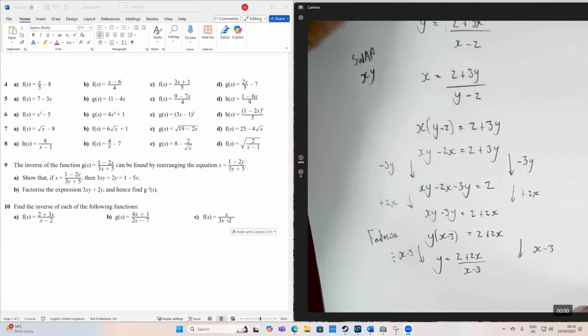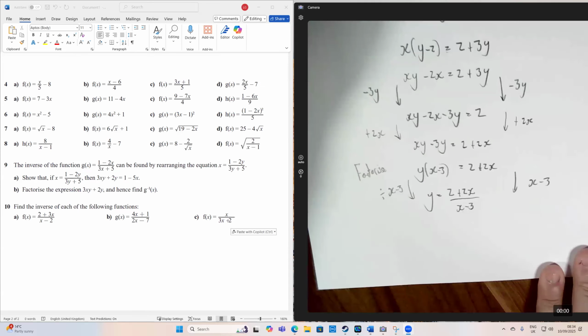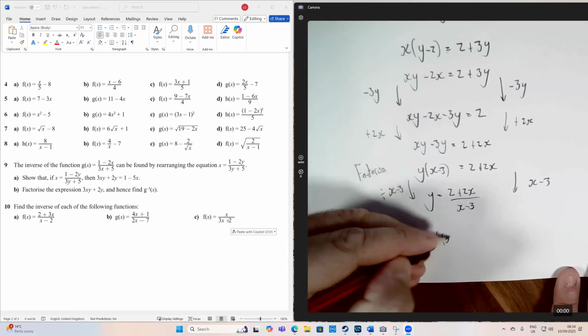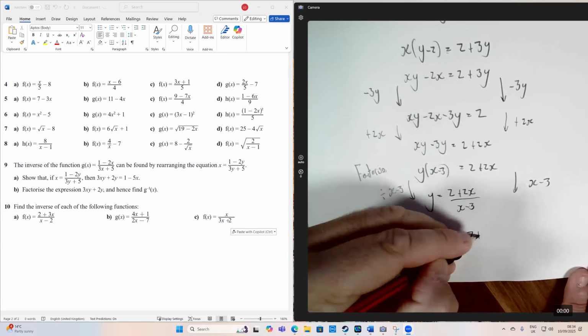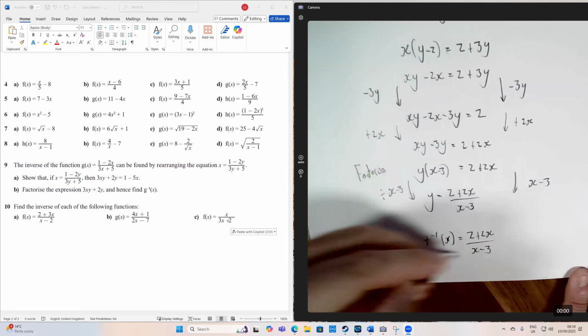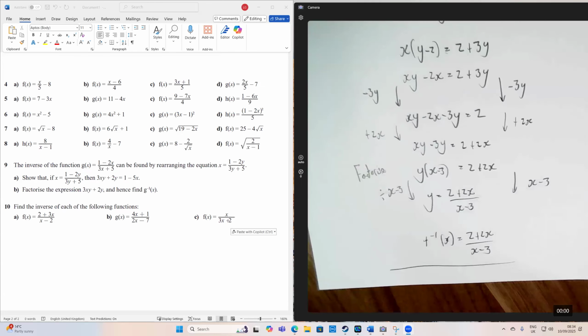Okay, let's write this down now in the appropriate notation. The appropriate notation is the inverse, f to the minus 1 of x, is equal to 2 add 2x all over x minus 3. And that's how we find the inverse there.